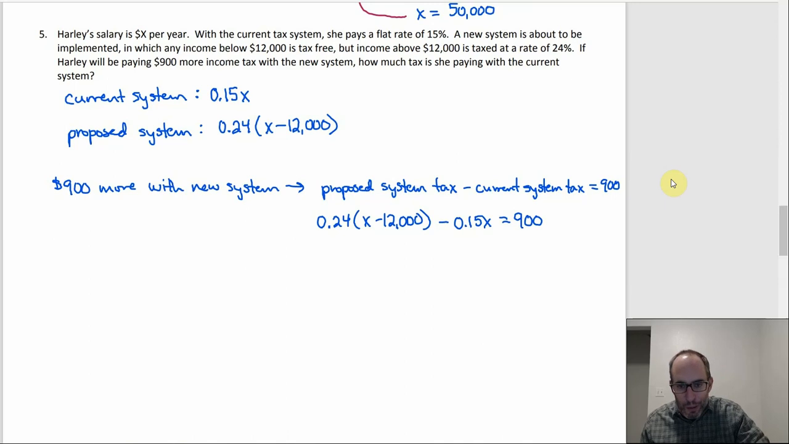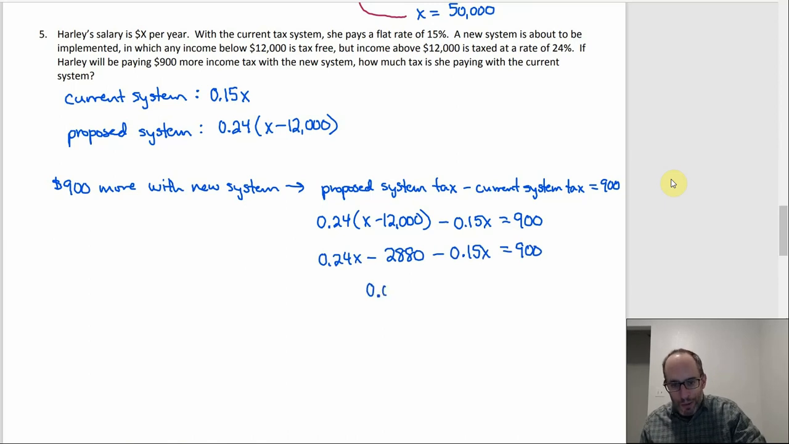We have to distribute the 0.24 on the left, so we'll have 0.24x minus 0.24 times 12,000, which ends up being 2880. And then minus 0.15x equals 900. I guess we can combine terms. We got two x terms here. So 0.24 minus 0.15 is 0.09. So 0.09x minus 2880 equals 900.